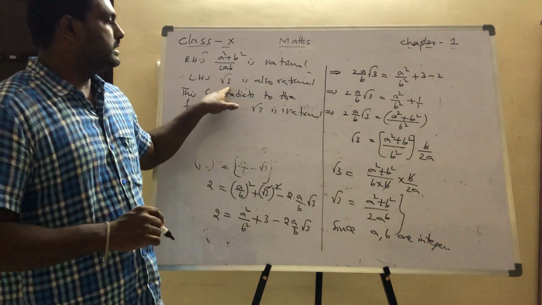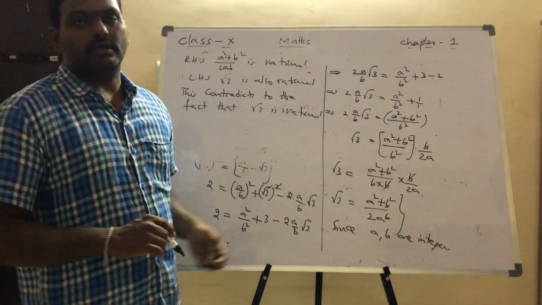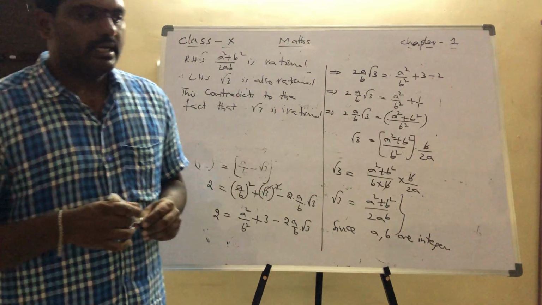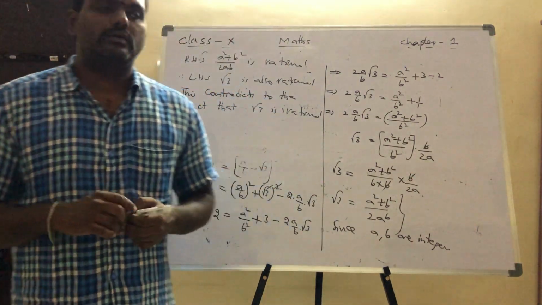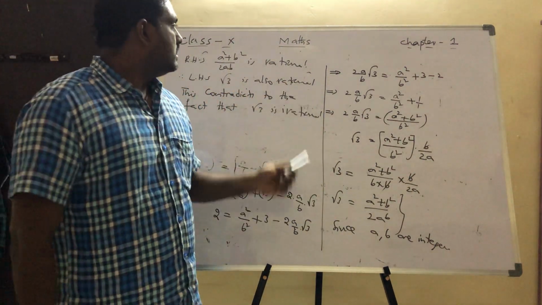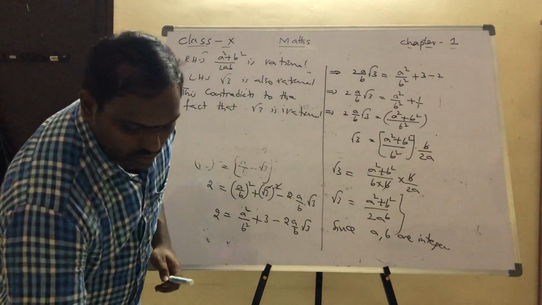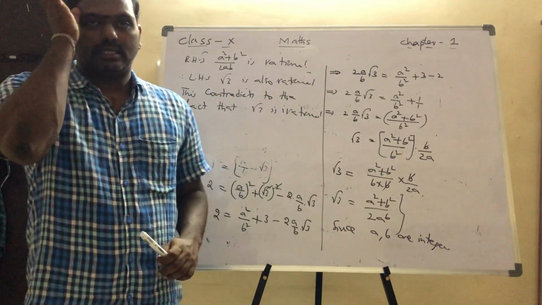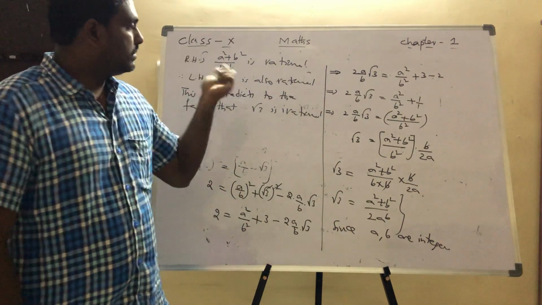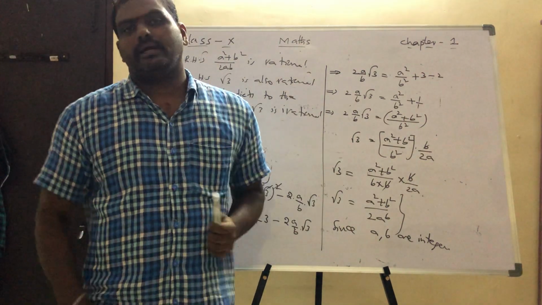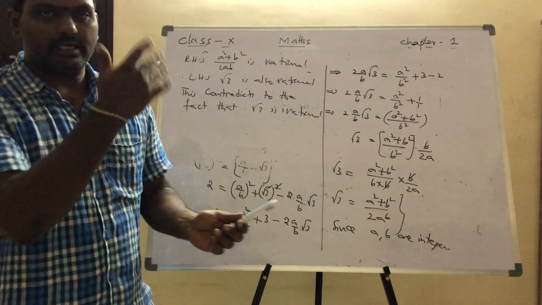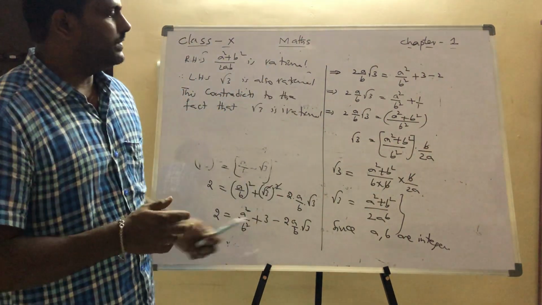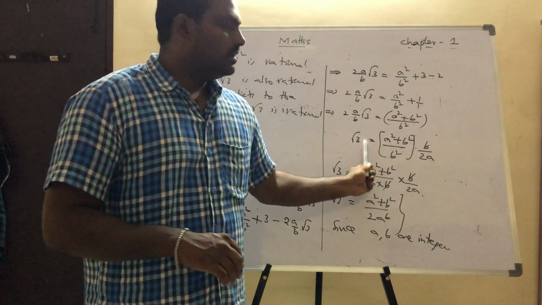Actually, root 3 is irrational. So this has arisen because we have assumed root 2 plus root 3 is rational. So therefore root 2 plus root 3 is irrational. We have to write that as the last step, following whatever you have written in the previous one. So this is the way to prove it.